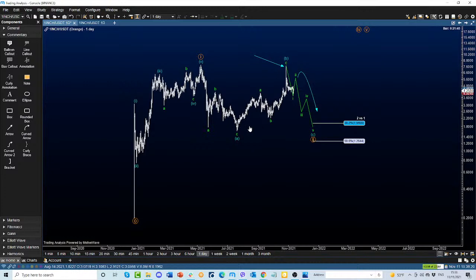This looks much better to my eye as a complex correction continuing lower, maybe after a small pullback, then continuing higher from this level. So let's see.